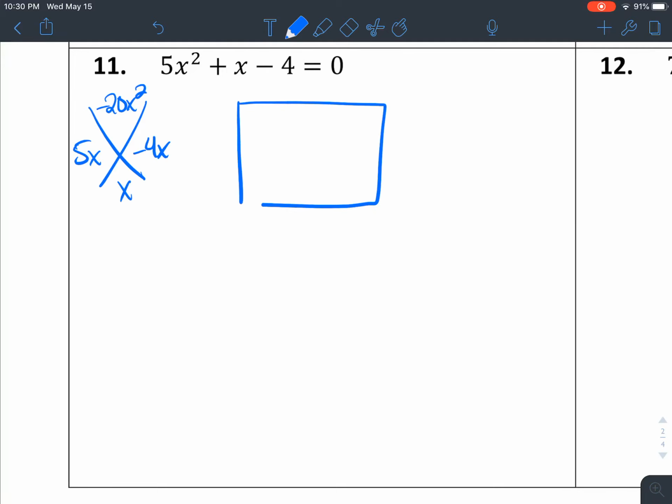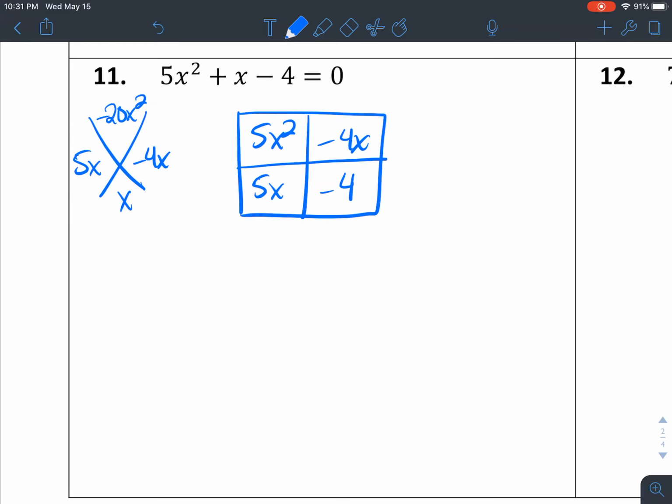So from here, I go ahead and make my box. My top left corner is always my first term, so 5x squared. My bottom right box is always my c value, my number that's all by itself, negative 4. And then the other two squares come from what I just figured out. So 5x and negative 4x. And now I just work my way around my triangle trying to find some GCFs.